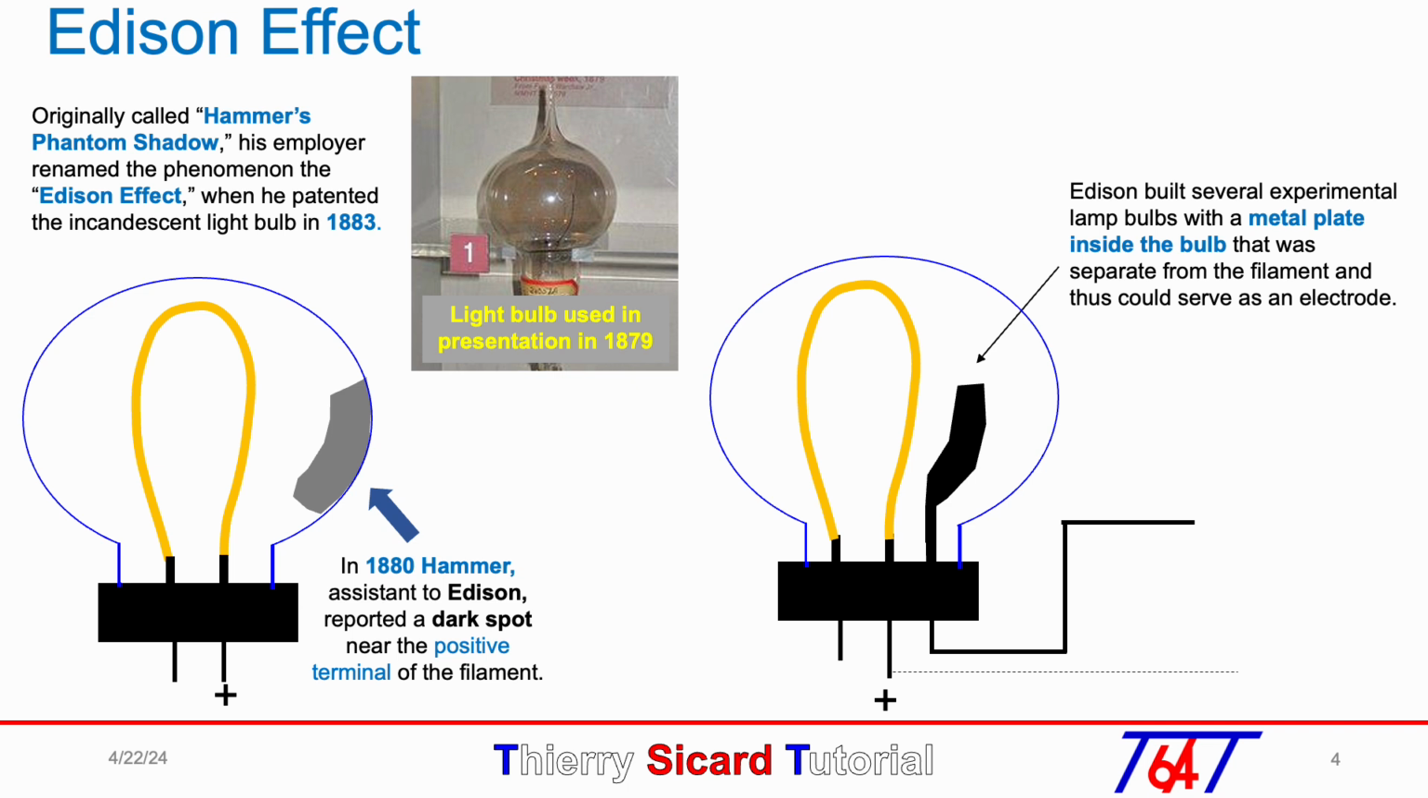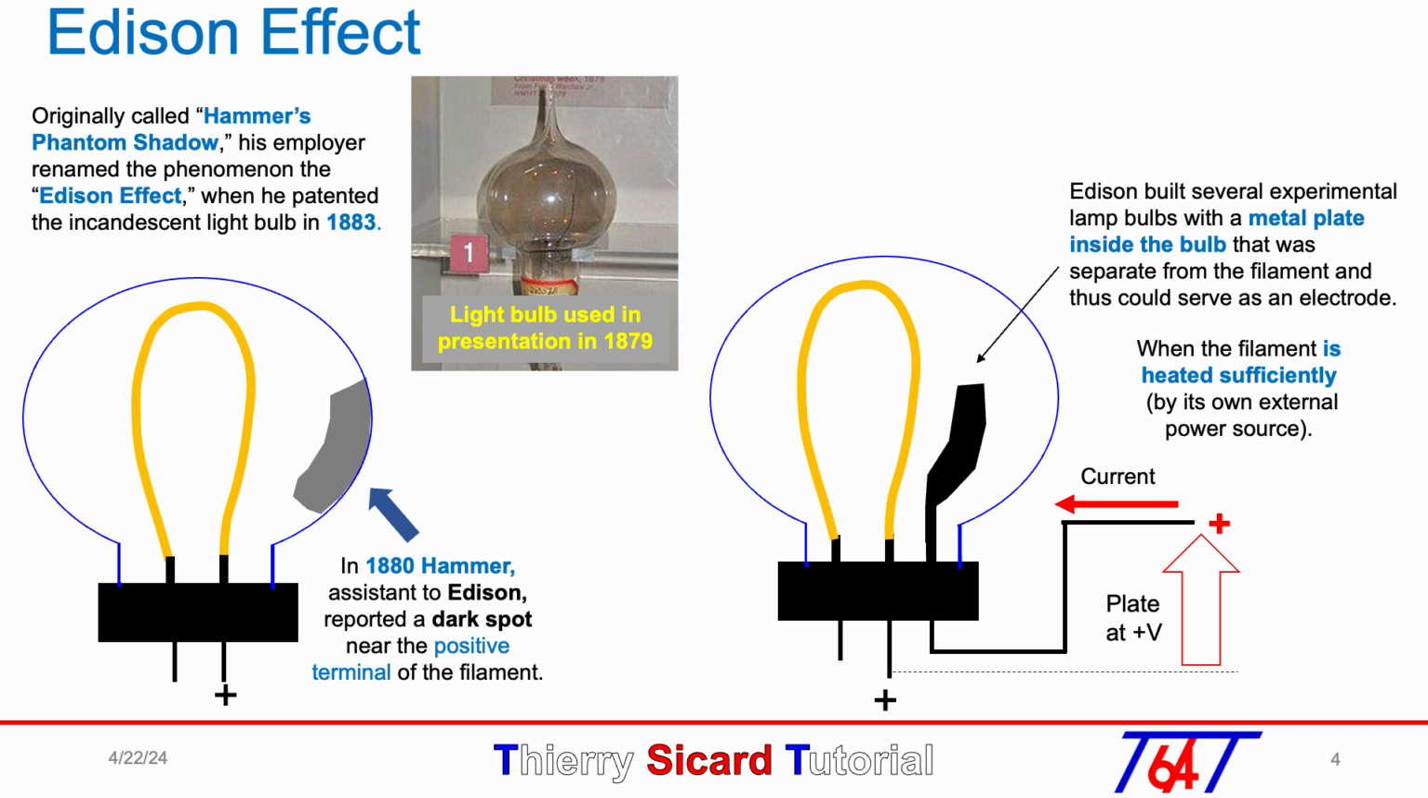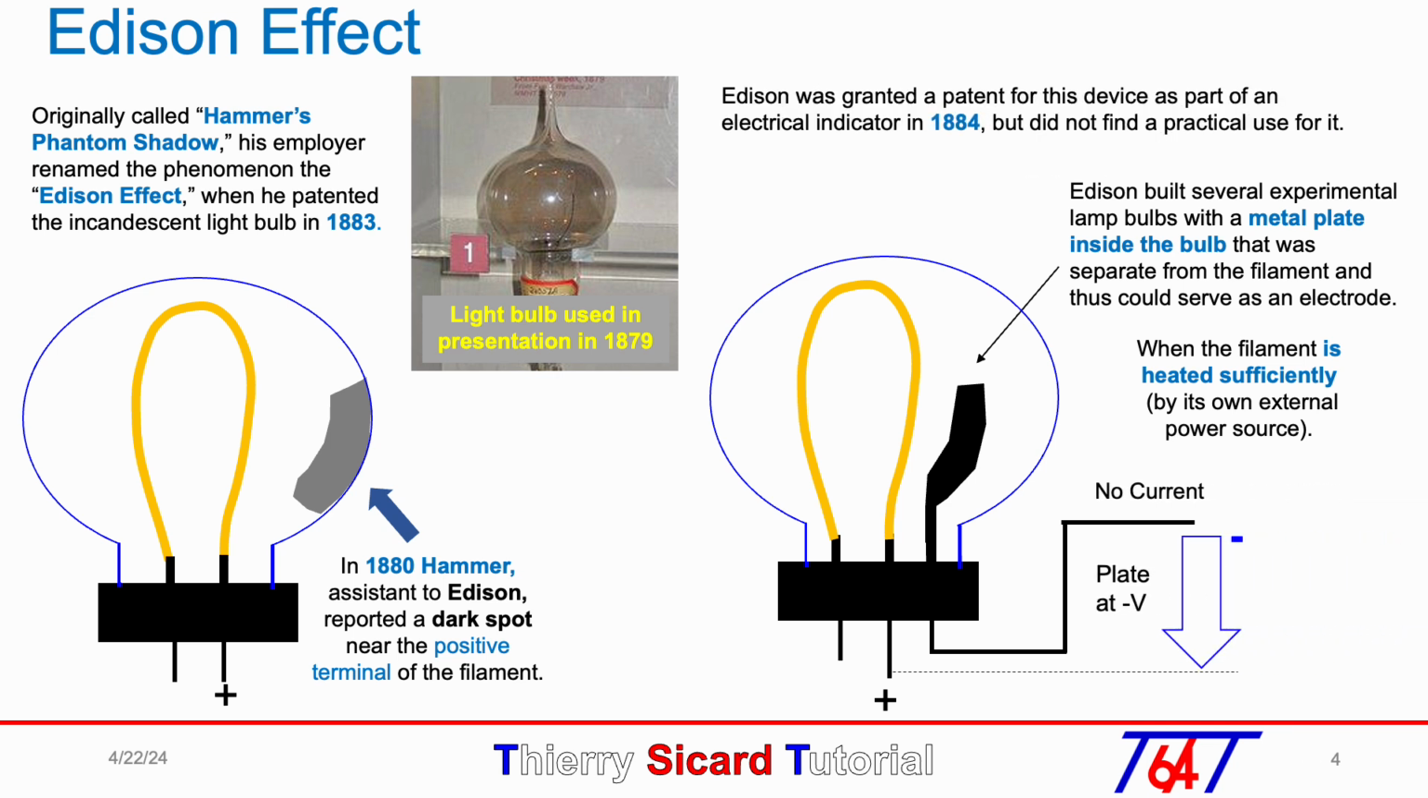Edison found that when the plate was biased at a positive voltage compared to the filament, and if the filament was heated enough, he could measure a current flowing in the plate. But no current was present if the plate was biased negative compared to the filament. In 1884, Edison patented this effect without finding a practical usage, but in fact, he discovered thermionic emission.